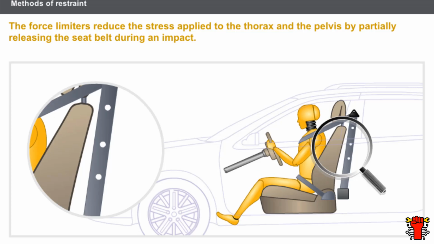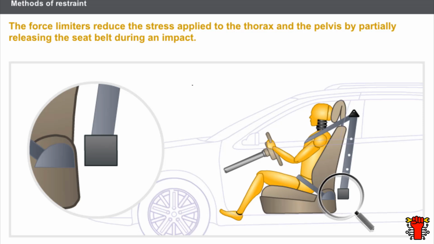The force limiters reduce the stress applied to the thorax and the pelvis by partially releasing the seatbelt during an impact. The force limiter components work if the tension applied by the belt becomes too great. Let's take a look at the different types of force limiter.